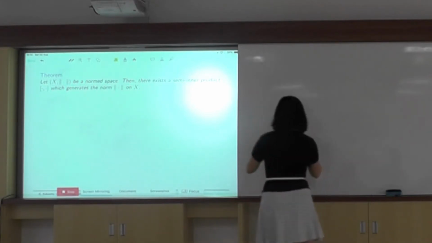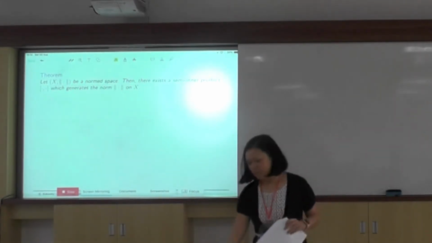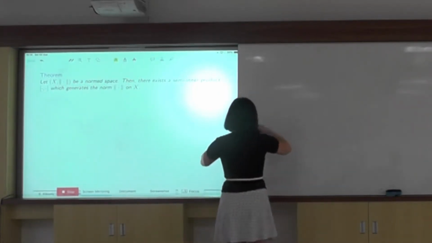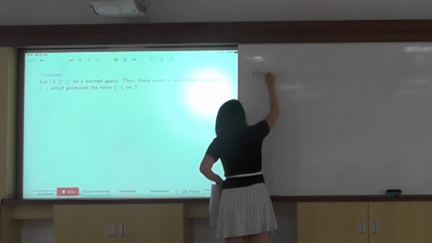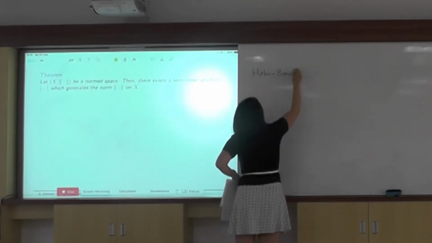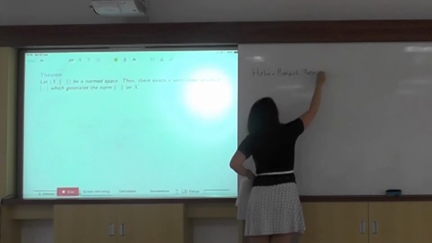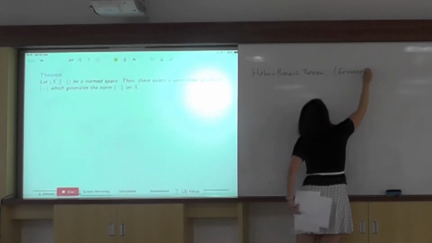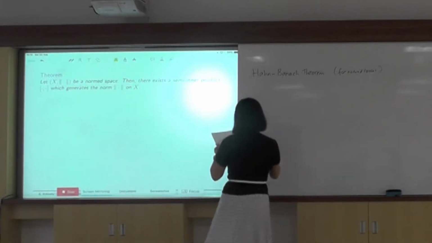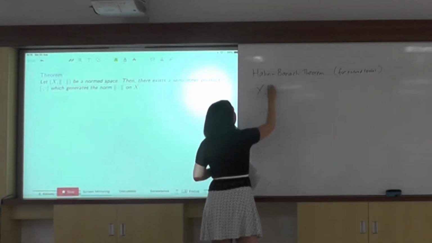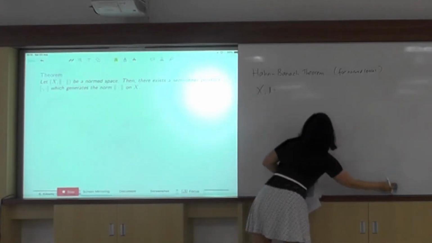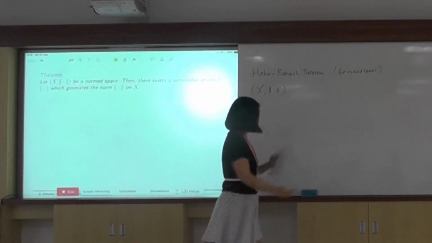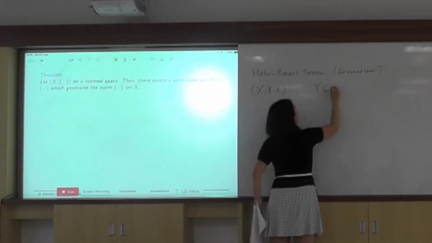Okay, so we need, for this one, the Hahn-Banach theorem. Let me just state the Hahn-Banach theorem very quickly. There are many versions of the Hahn-Banach theorem, but the one that I'm using is for norm space. So what does it say? I have a norm space X, and I have a subspace Y in there.